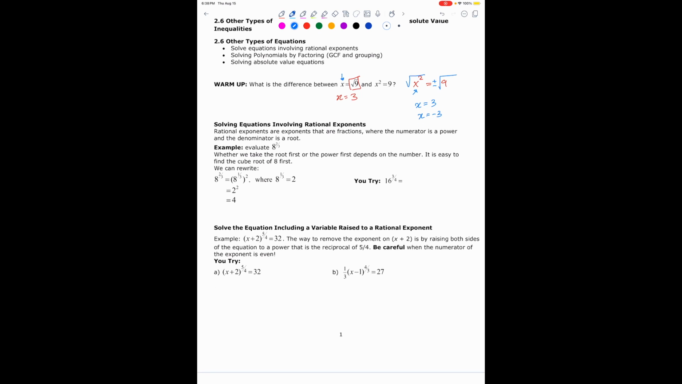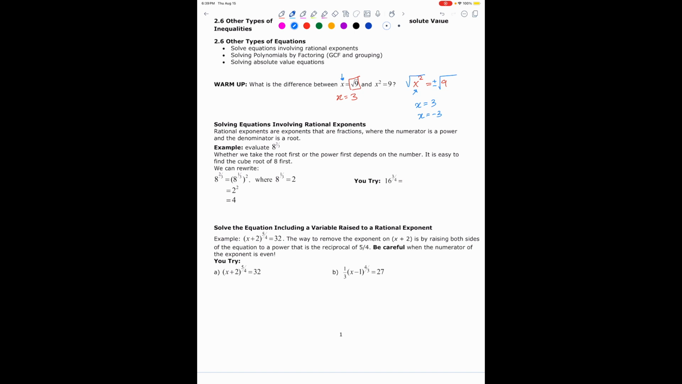So the first type of equations is equations that involve rational exponents. Rational exponents are exponents that are fractions, where the numerator is a power and the denominator is a root.